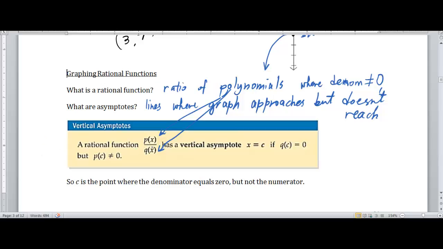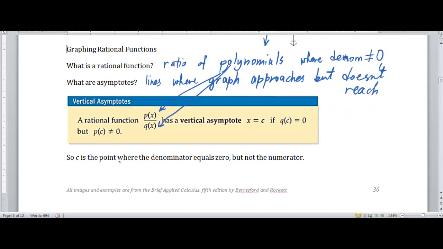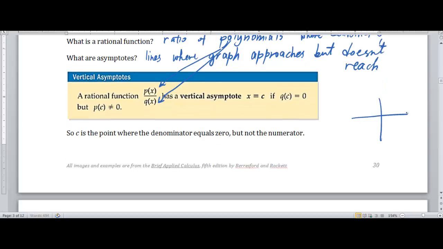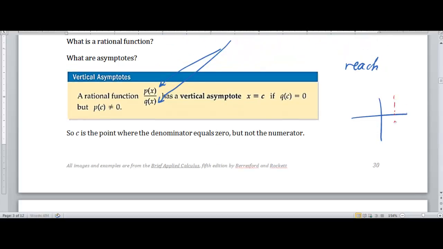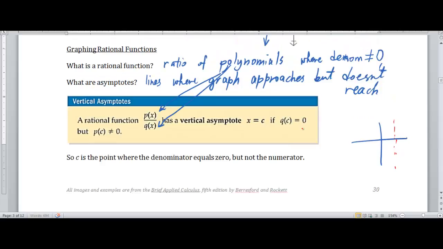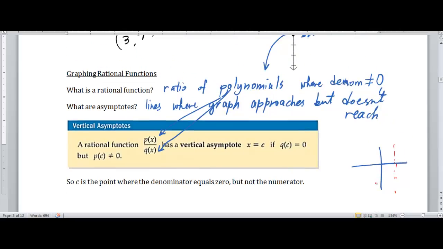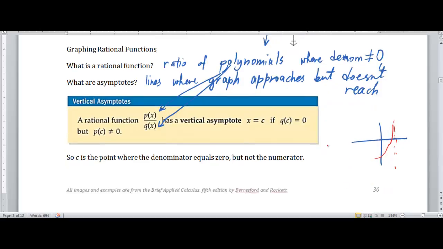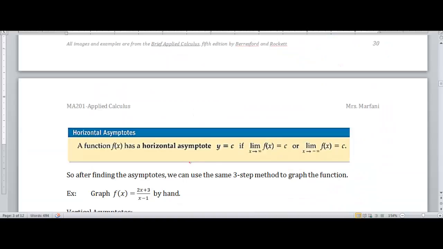So a rational function has a vertical asymptote if the denominator equals 0, but the numerator does not equal 0. So c is the point where the denominator equals 0, right? That makes the whole function undefined, and that's why we have a vertical asymptote there, because the graph will approach that line, but never actually reach it. It can't because it's undefined there. The denominator is equal to 0.